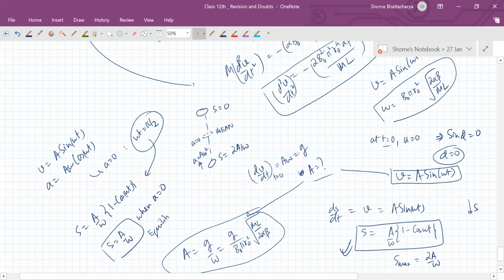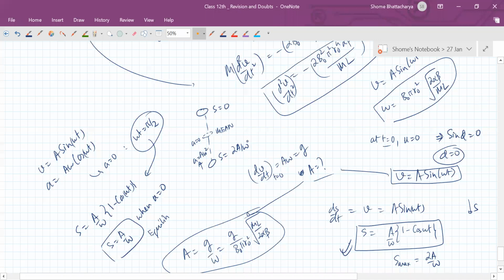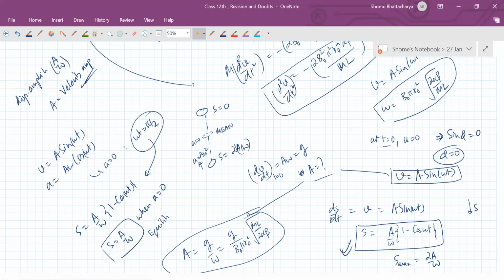But in this case, remember A is a velocity amplitude. A is not a displacement amplitude. The displacement amplitude is actually A by omega, because capital A is the velocity amplitude of the SHM that we've written. Okay, good.